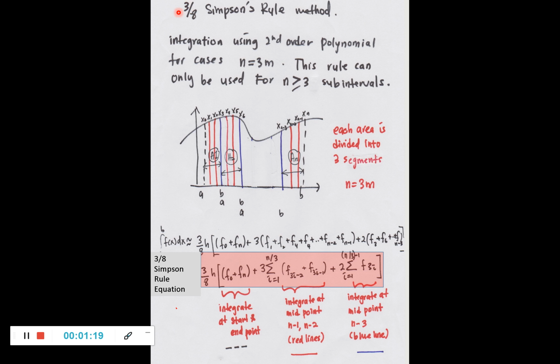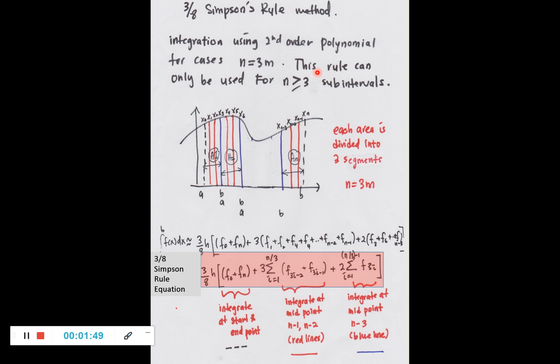Okay, so integration using second order polynomial using 3/8 Simpson rule formula can be used where you have a case that your n value equal to 3m, ataupun nilai n ataupun nilai segmen you mestilah gandaan 3, 3m. Okay, so this rule can be used only for n is bigger or equal to 3.